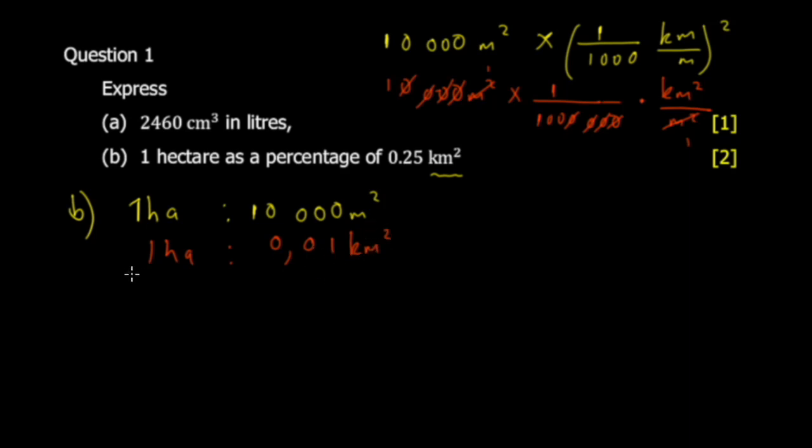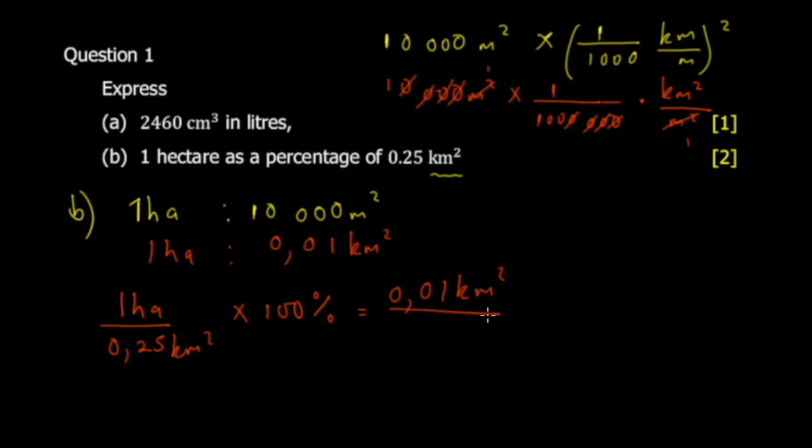So 1 hectare is to 0.01 square kilometers. Now, why is this conversion important? Because you're asked to express 1 hectare as a percentage of 0.25 square kilometers. So 1 hectare divided by 0.25 square kilometers, multiplied by 100%. Don't forget to put the 100%. It's kind of trivial, but you have to put this, okay? And here we have discovered that 1 hectare is equal to 0.01 square kilometers. So it's 0.01 square kilometers divided by 0.25 square kilometers multiplied by 100%.